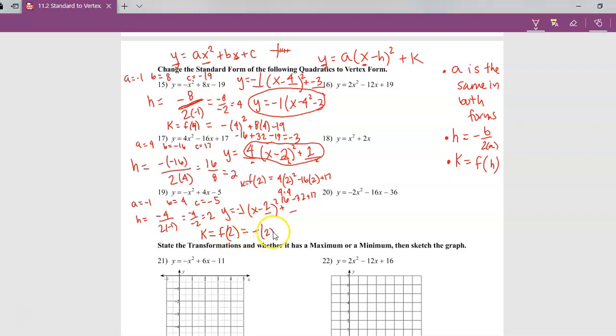So negative 2 squared plus 4 times 2 minus 5, which would be, remember, do the exponent before the multiplication. So this would be 4 times negative 1, which is negative 4, plus 8 minus 5. Negative 4 and negative 5 make negative 9, and negative 9 plus 8 would be 1. So negative 1 times x minus 2 squared plus 1 would be the vertex form. All right, so you try 16, 18, and 20.